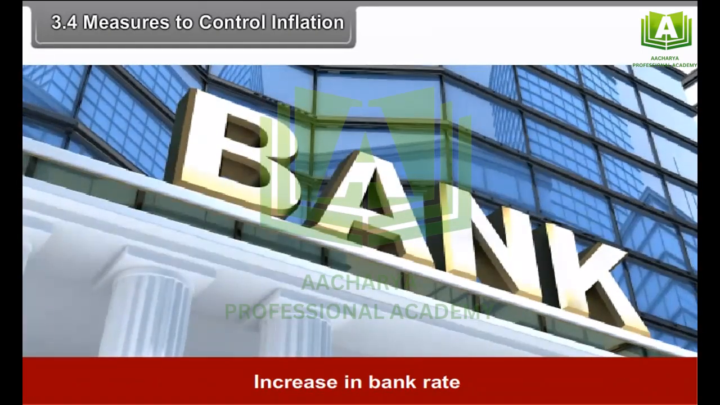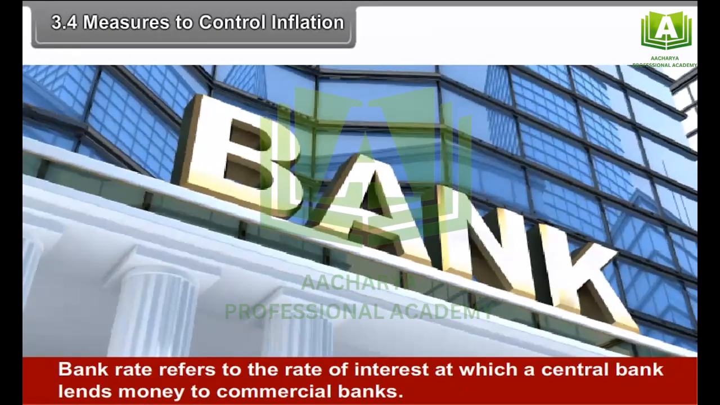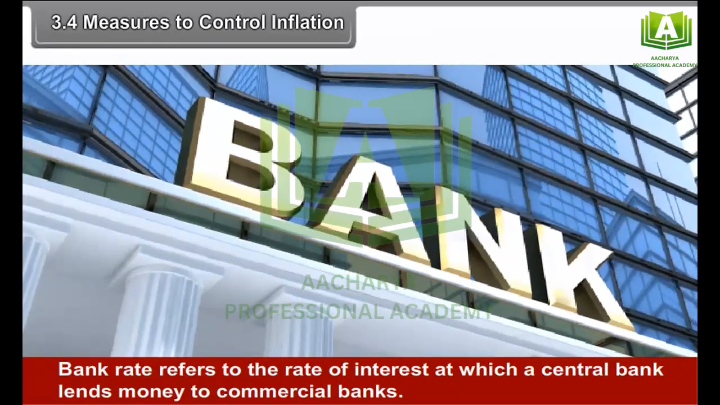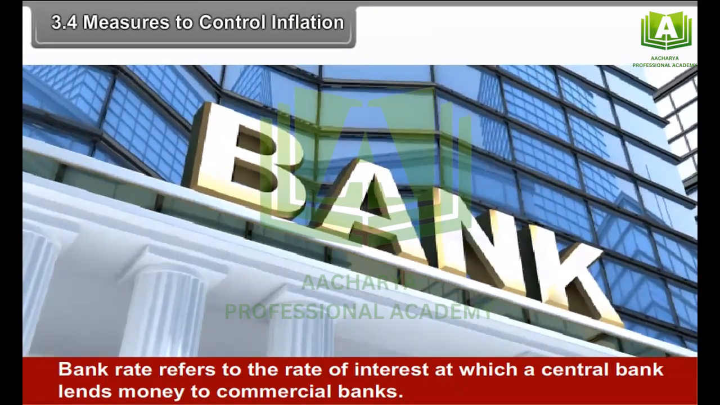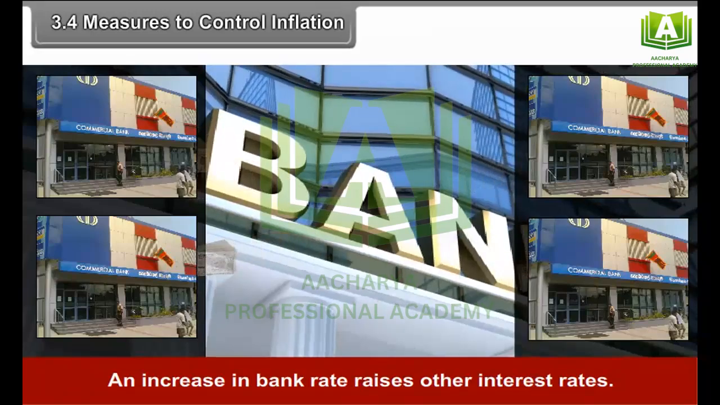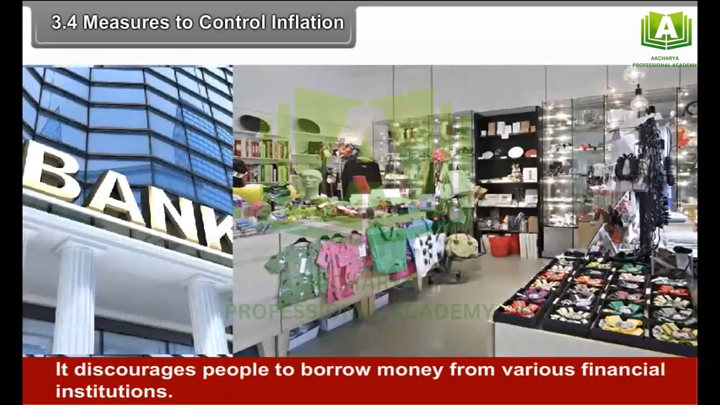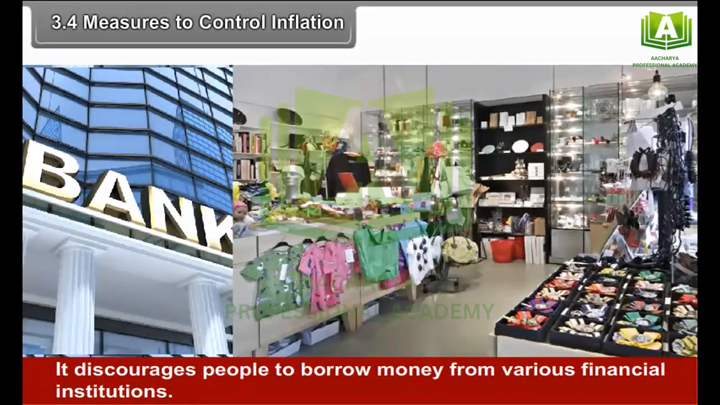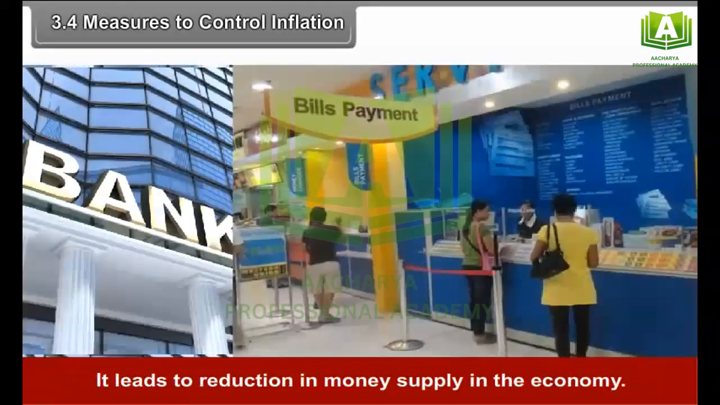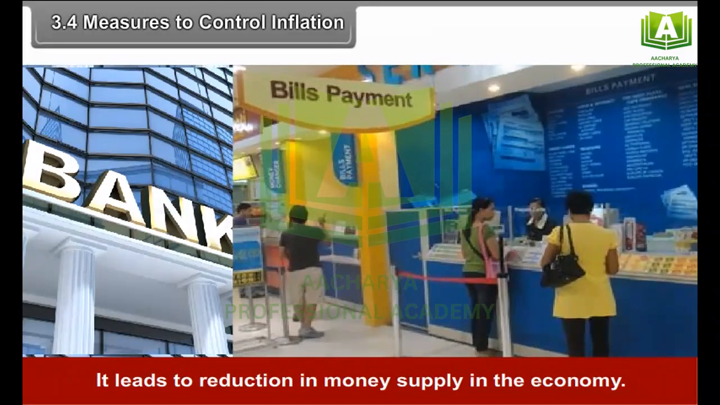1. Increase in bank rate. Bank rate refers to the rate of interest at which a central bank lends money to commercial banks. An increase in bank rate raises other interest rates. It discourages people from borrowing money from various financial institutions. It leads to a reduction in money supply in the economy.